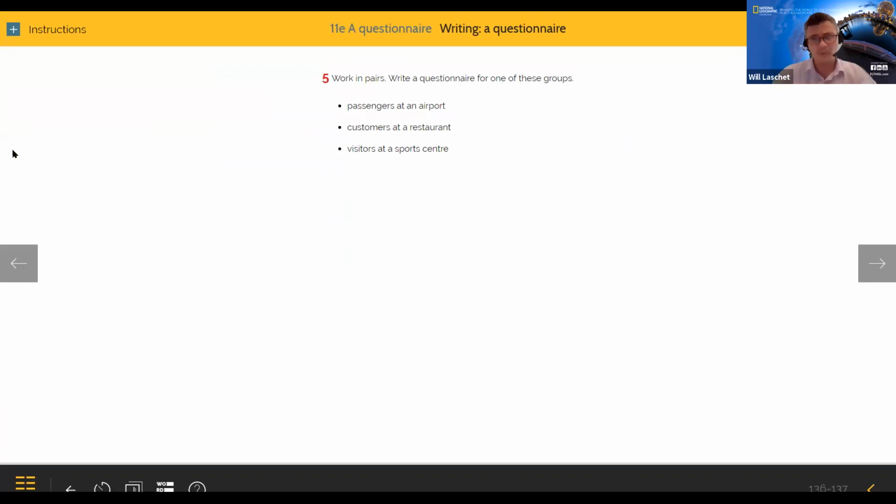So once we'd gone through all that analysis, the point of this lesson is to get students to actually write their own questionnaire. We can see 3 here. We've got passengers at an airport, customers at a restaurant, visitors at a sports center. And students have an opportunity to choose which one of these they would like to write a questionnaire about.